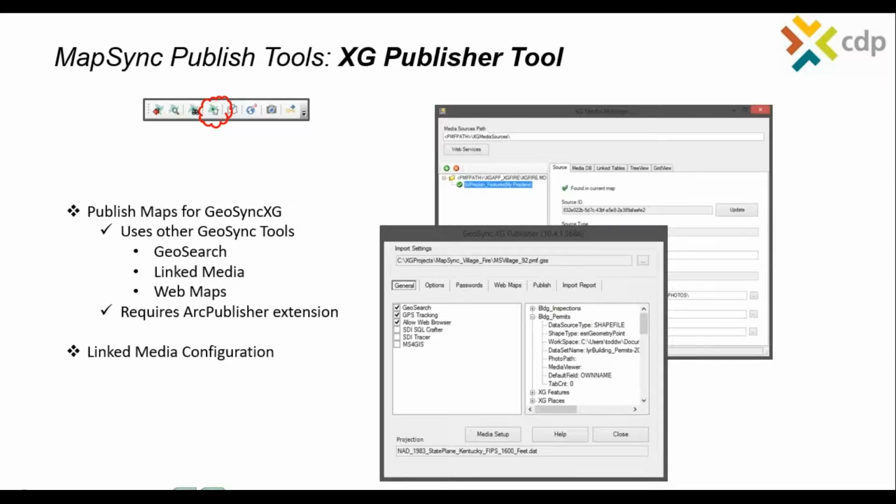The fourth tool on the Publish Tools toolbar is the XG Publisher tool. This allows you to publish maps out for use in other GeoSync products. It does require an Arc Publisher extension, and it uses the other GeoSync tools such as your GeoSearch, linked media, and the web maps. It does allow you to take out your linked media configuration so that if you have linked media to your points or to your data, it will let you take that configuration out so that you still have that extra step of copying that media out to the location, but it retains those links so that everything remains linked up to the points.